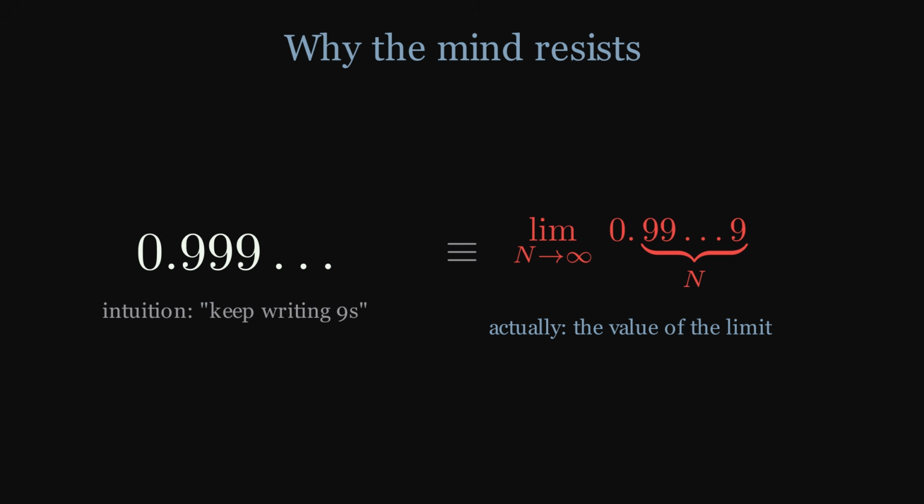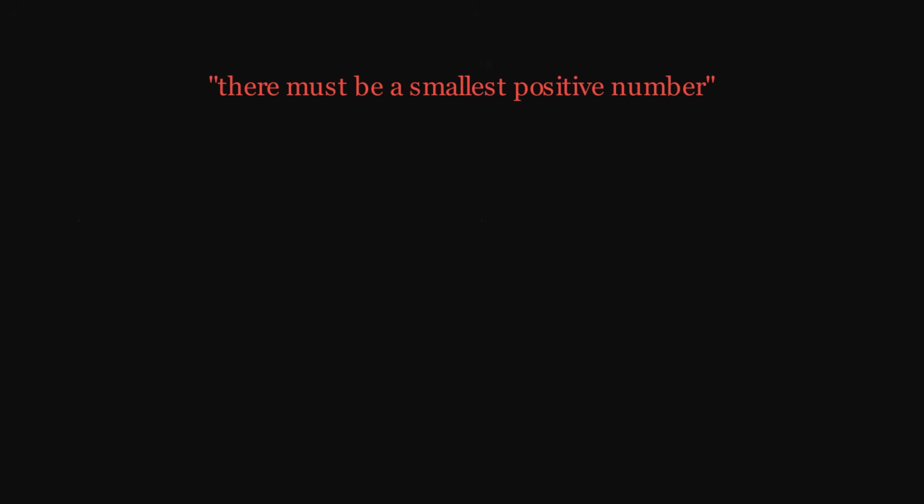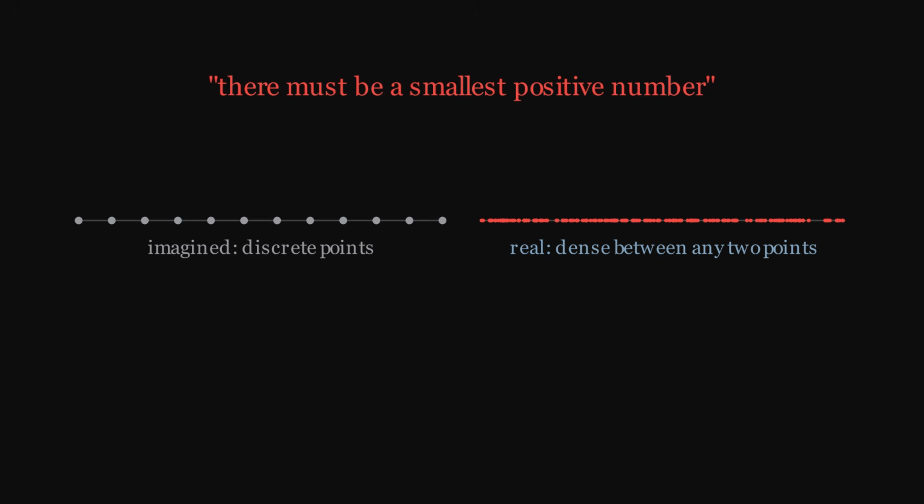The second thing going on is the intuition that there must be a smallest positive number. The number line, in most people's imagination, is a sequence of discrete points. Between any two distinct points there must be space, and space implies a smallest unit. But the real number line is not like that. Between any two distinct real numbers, there are infinitely many others. There is no smallest positive real number. If you accept these two facts about the real number line, that points are dense and there is no smallest gap, the identity 0.9 repeating equals 1 becomes inevitable rather than weird.